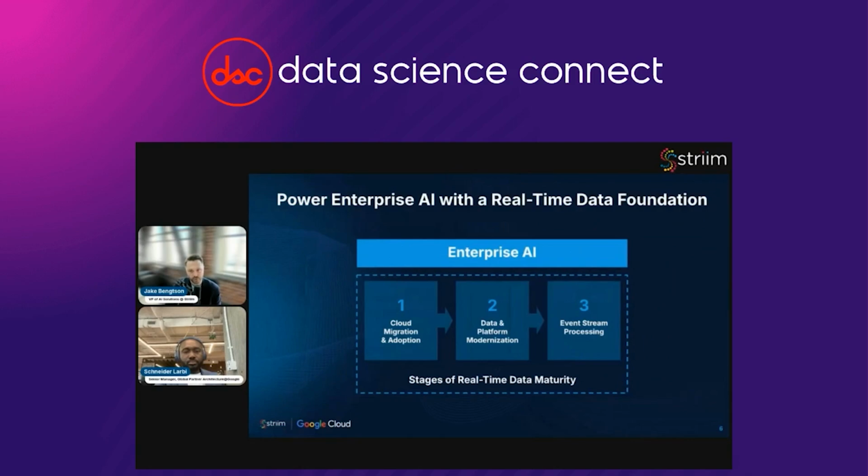At Striim, what we've seen as organizations go through this realization is that they follow 3 stages of real-time data maturity. And all of this is in support of their enterprise AI strategies. So the first one that they go through in maturity is that they're just trying to get to the cloud. Oftentimes, a lot of the AI tools that they want to use are in the cloud, and they need that data there to be ready and accessible.